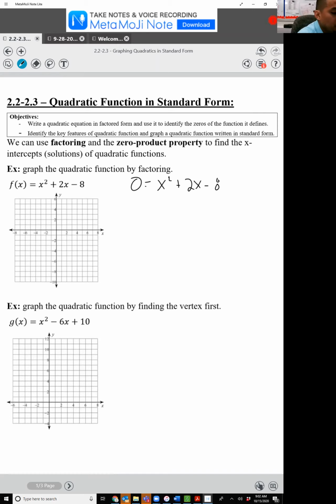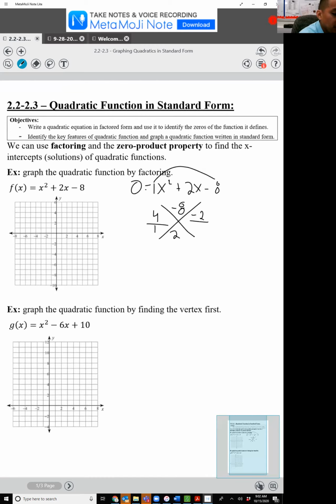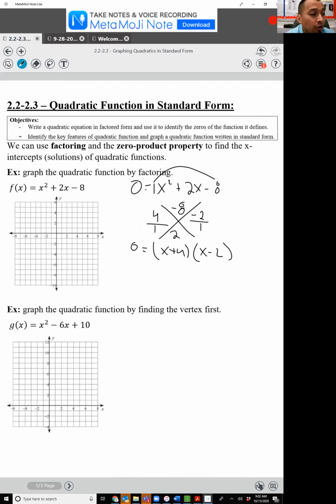Okay, my computer is a little weird, so it's not writing that great. So I'm going to go ahead and do the emoji method. I know that a is 1. I'm going to multiply my a times c, which is going to give me -8. My b value is 2. So I'm looking for two numbers that multiply to -8 and add up to 2. That's going to be 4 and -2. I'm going to divide those by my a value, which in this case is 1, which means it doesn't really have an effect on it. So my factors are going to be 0 equals x plus 4 and x minus 2. Okay, so those are my factors.